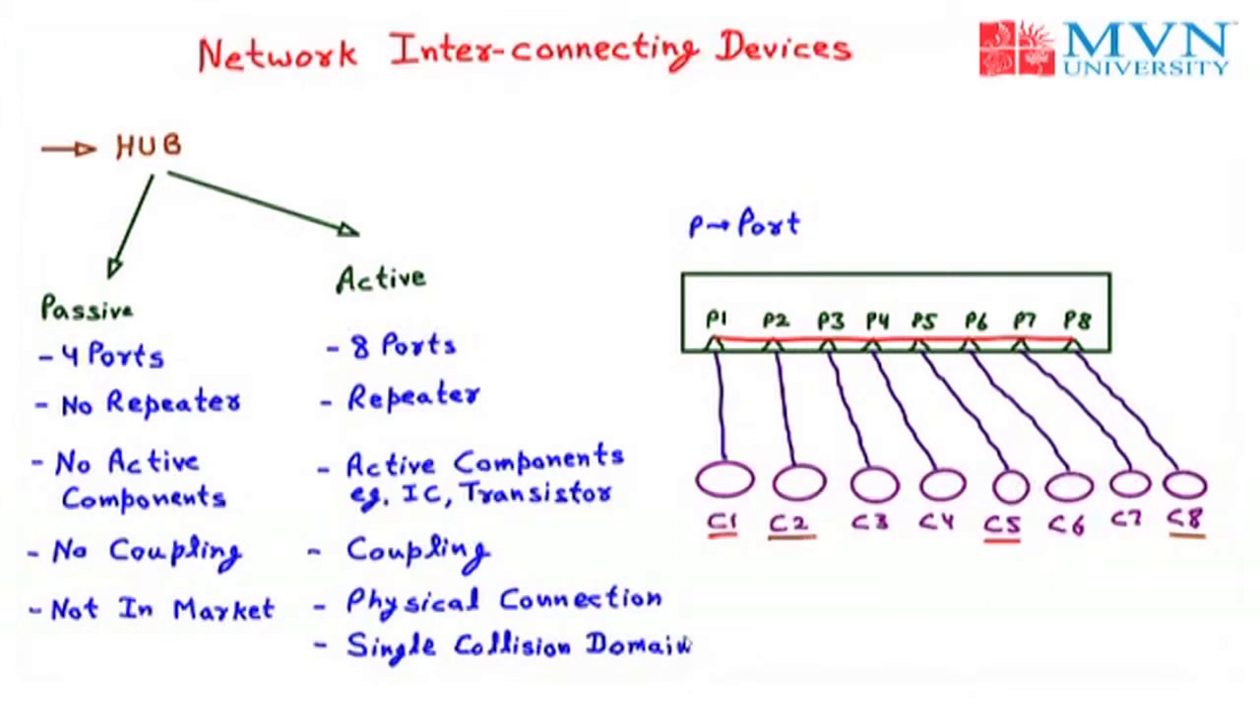And what is the replacement of the active hub? That is the switch. The next topic we are going to discuss is the switch. A switch is again a LAN device. It can connect multiple computers in a LAN, and it is obviously the replacement of active hubs. Now switches can be divided into 3 parts. The first type of switch is the layer 2 switch. We also call it the L2 switch. The second type is the layer 3 switch, and the third type is layer 4.